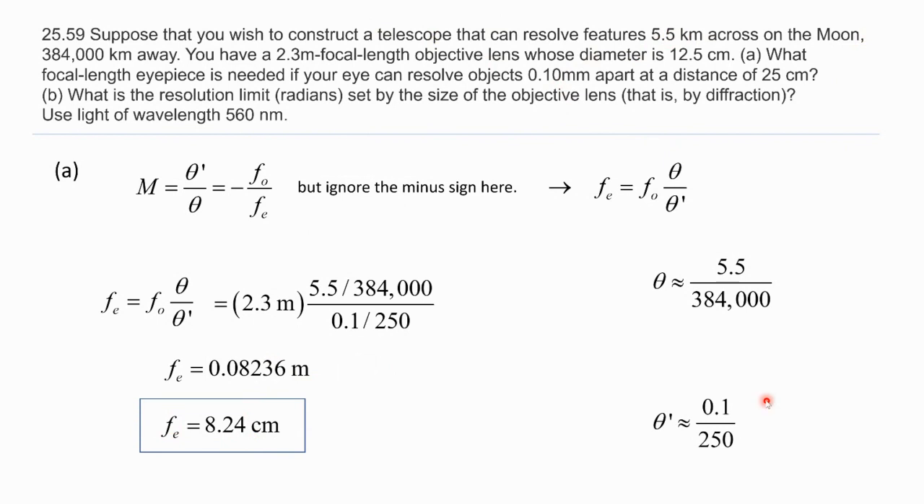Okay, and then in the last few minutes here, we can go on to part B. What is the resolution limit set by the size of the objective lens? That is by diffraction. So above, in part A, we weren't talking about diffraction. We were talking about how well your eye can resolve objects. And we were given this information about your eye. In part B, we want to talk about limits set by just diffraction of the lens.